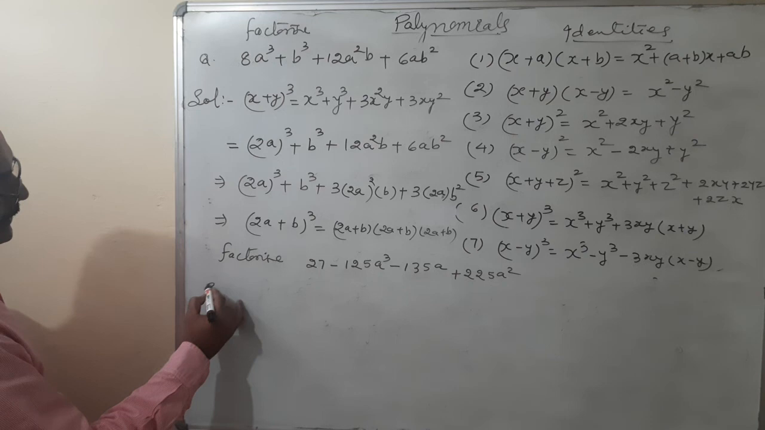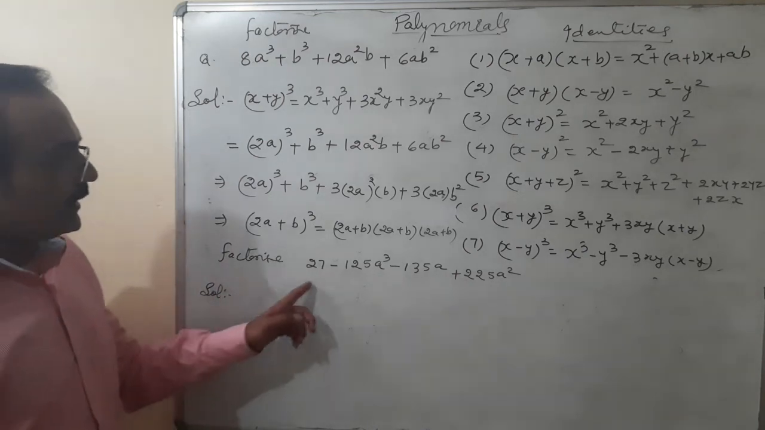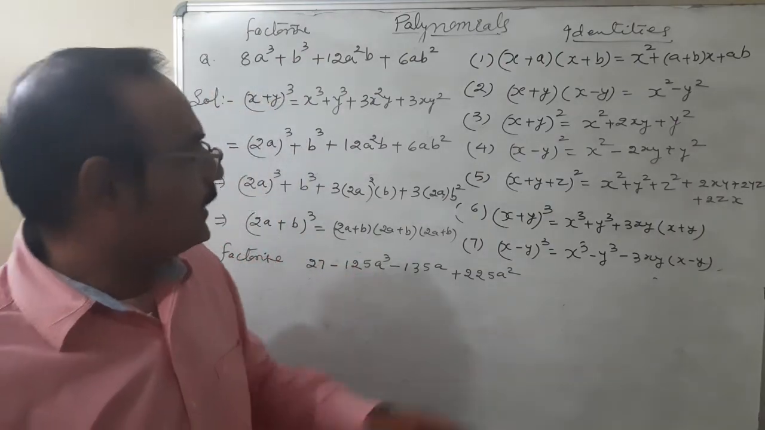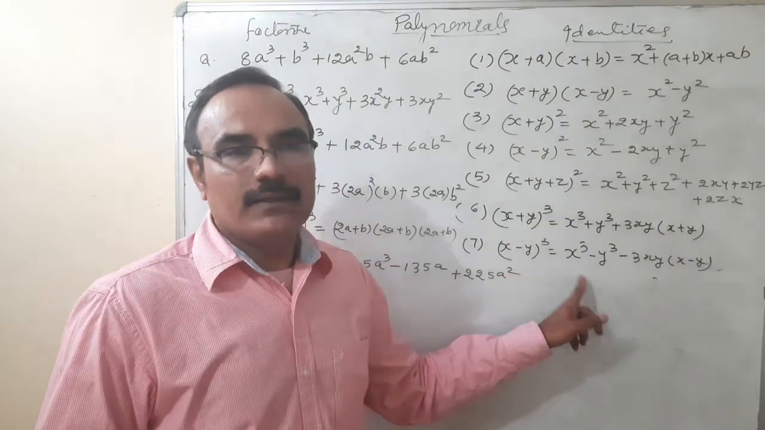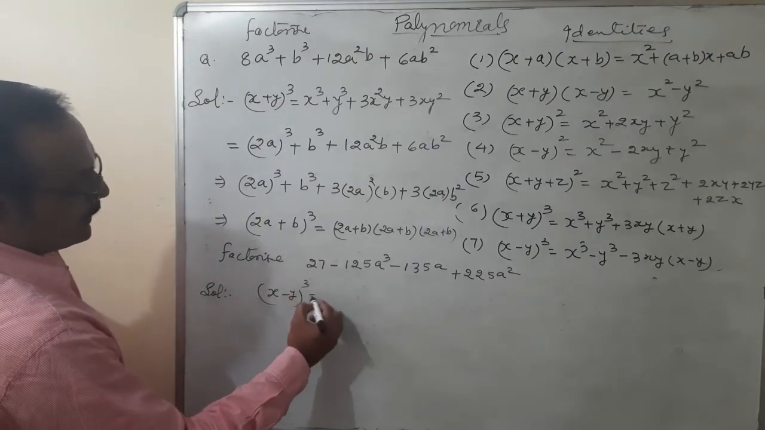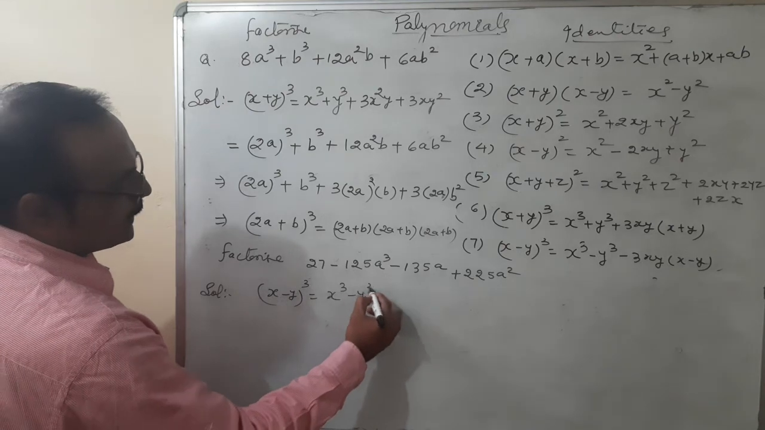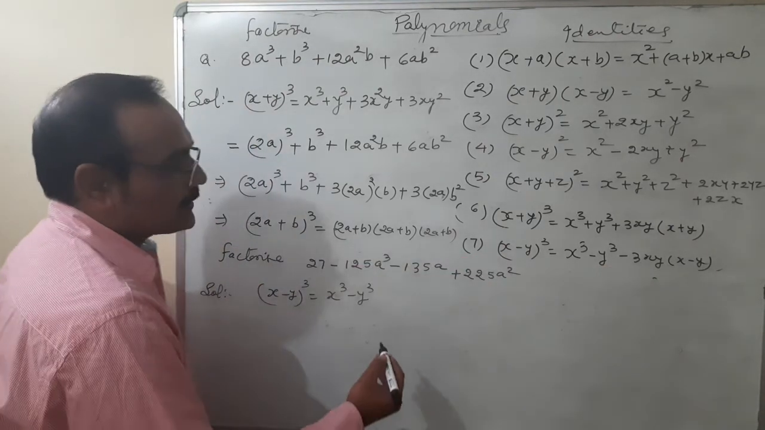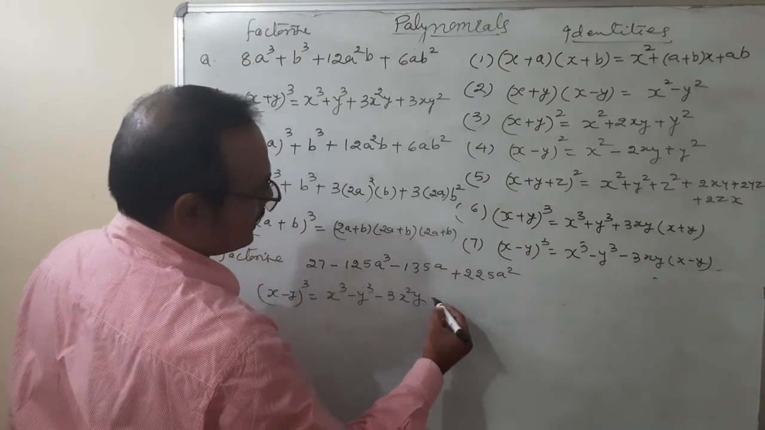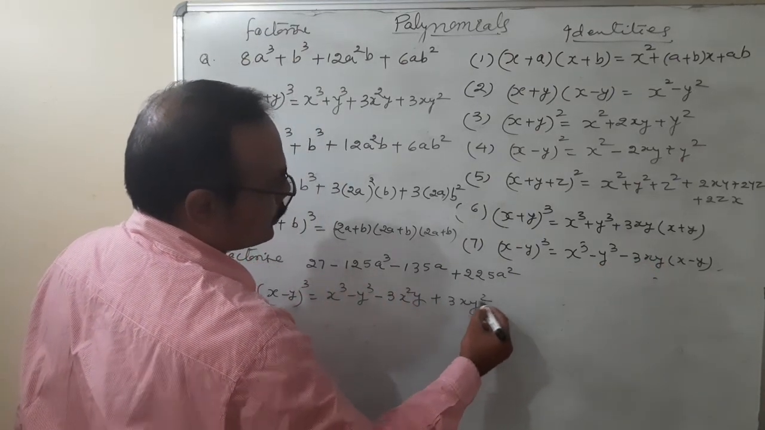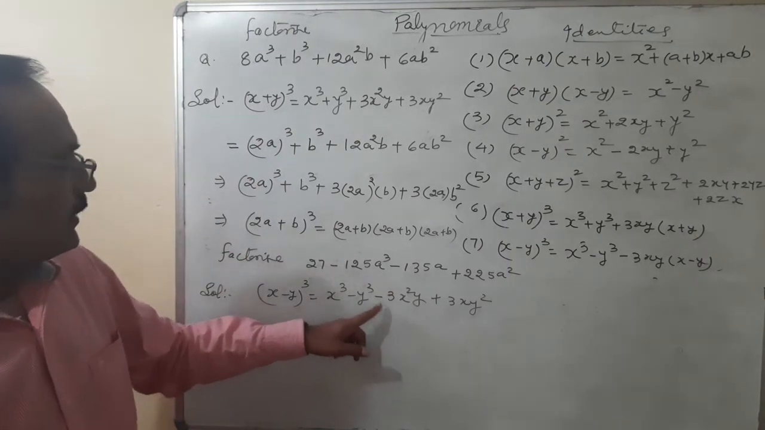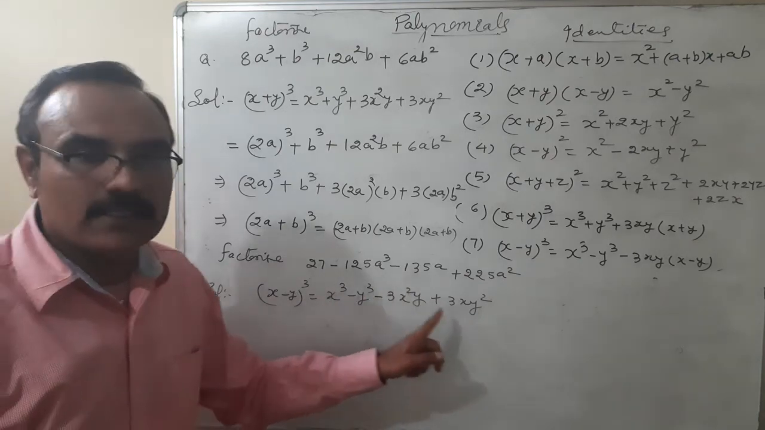Again, using an identity. Here in the expanded part, you can see that some terms are negative, so we are using this identity. I am writing the identity (x minus y) whole cube is equal to x cube minus y cube minus 3x square y, and minus minus it is plus 3xy square. You can check it: there are two negative signs and two positive signs.